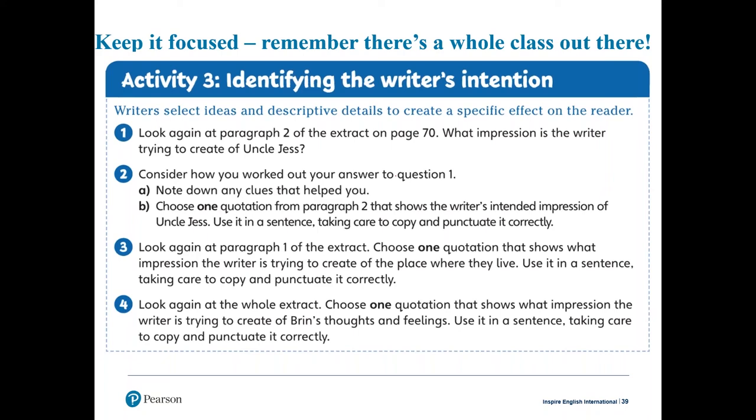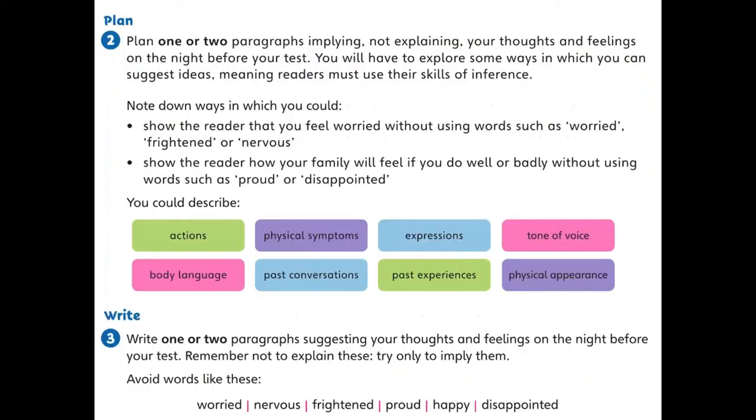Instead, provide structured, guided questions or support. What impression is the writer trying to create of Uncle Jess? Keep it tight. Choose one quotation that shows what impression the writer is trying to create of the place where they live. Provide structure and support for extended writing. Help to structure imagination, structure planning, and structure the writing itself. Give students the tools they need to succeed.